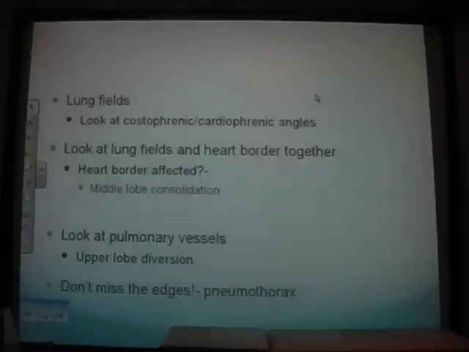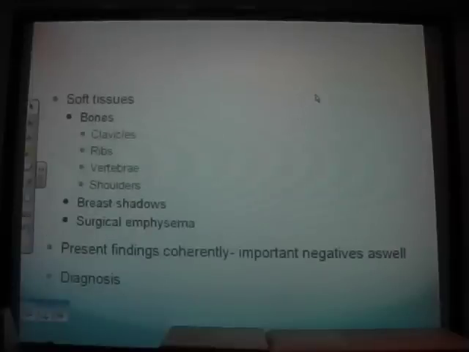What I do is go in, outwards, so look at the heart, look at hilum, the lung fields, costophrenic, cardiophrenic angles, and then go all the way around the chest x-ray to see if there's a pneumothorax, because if there's a small pneumothorax, you will miss it. And then at the end, look at soft tissues, bones, fresh shadows. Okay. If it's a respiratory station, don't worry. You don't need to worry about those things, but obviously you should know about them. And then present your findings coherently.